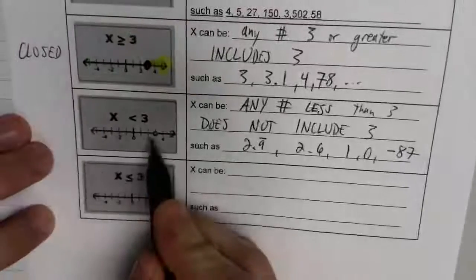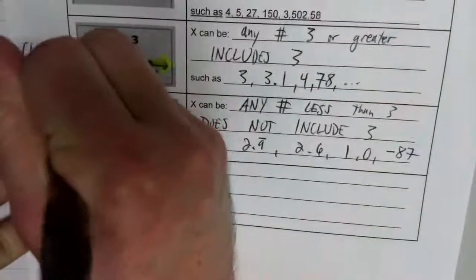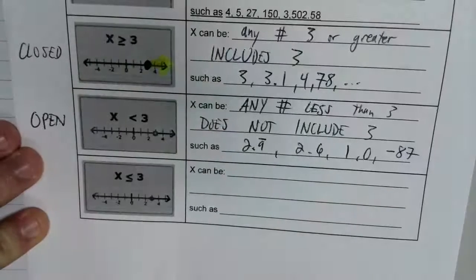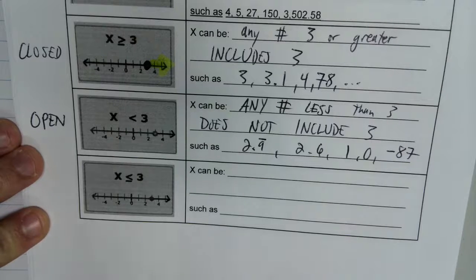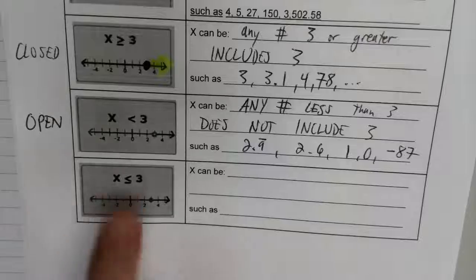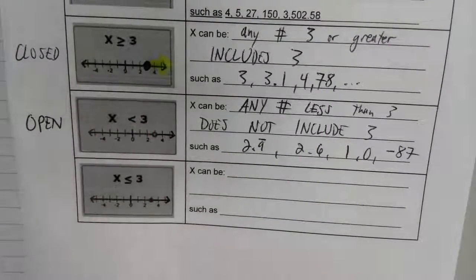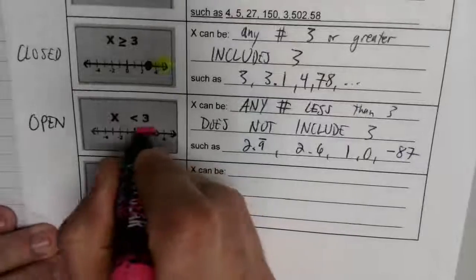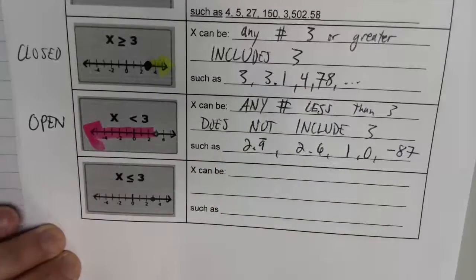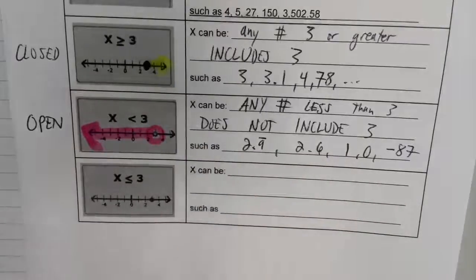So, is this going to be open or closed? This is open. It's open when it doesn't include that value. I'm going to call that a boundary value, by the way. Okay? Okay, so this one is actually shaded the opposite direction. So you can kind of treat this like an arrow. It means we're going to shade this way. Okay? And it's going to be open.